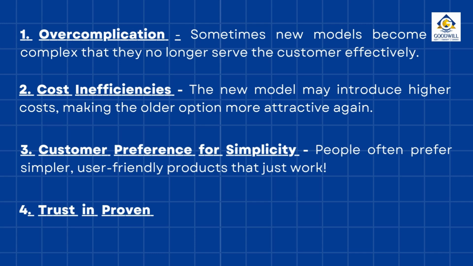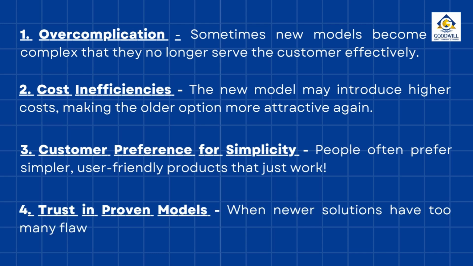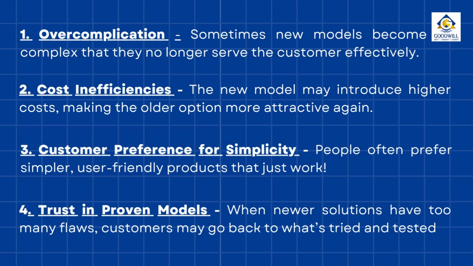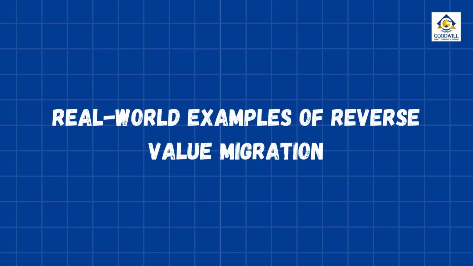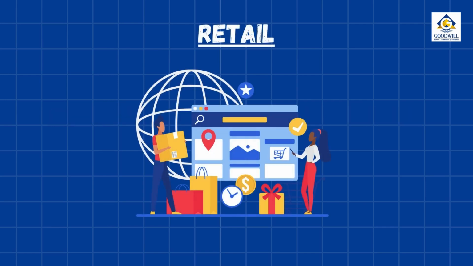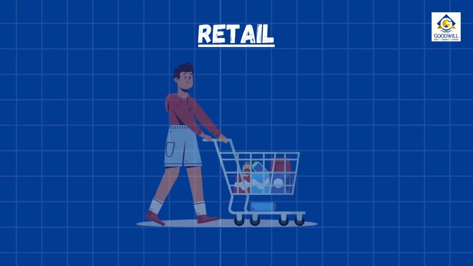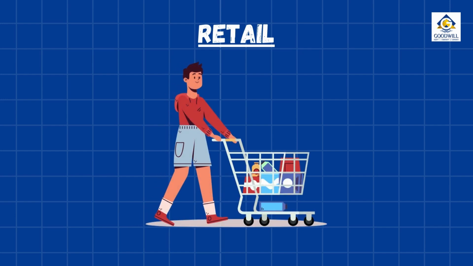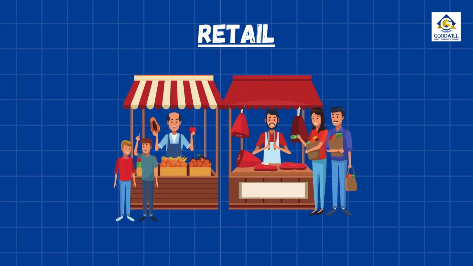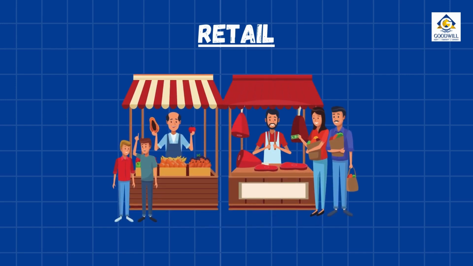4. Trust in proven models. When newer solutions have too many flaws, customers may go back to what's tried and tested. Real-world examples of reverse value migration. 1. Retail. As online retail expanded, some consumers found themselves preferring the in-store shopping experience for items like groceries. Physical stores saw a resurgence in certain markets.